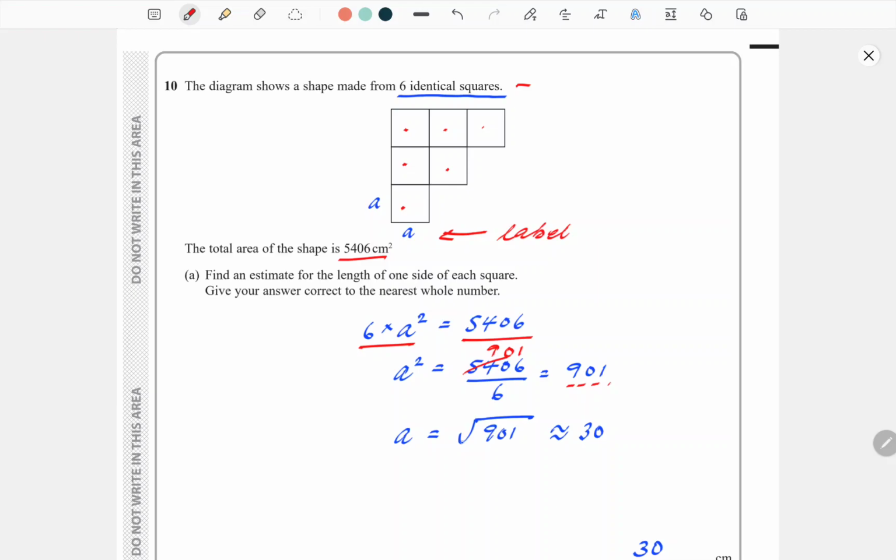A, therefore, is the square root of 901. And this sign here means approximately. The wavy equal sign is approximately 30.